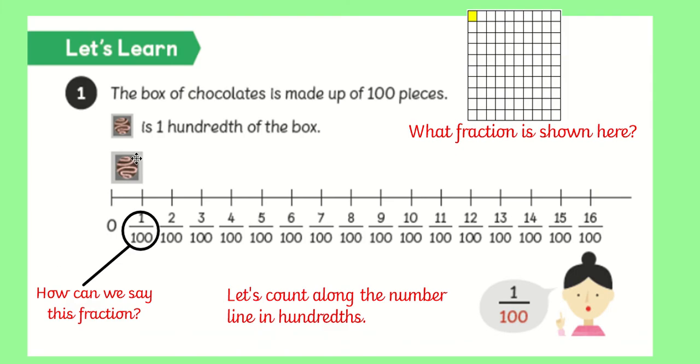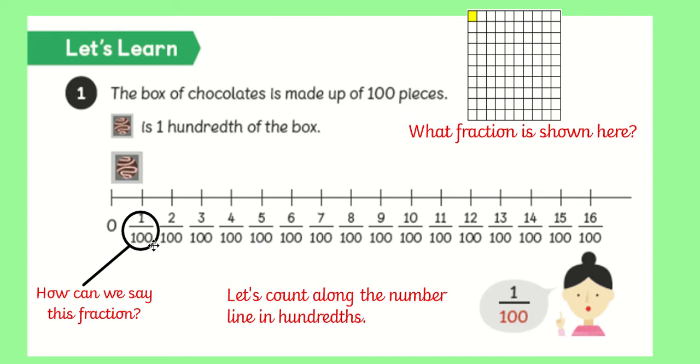Let's learn then. So the box of chocolates is made up of 100 pieces. We've got a helpful 100 square to help us here. So 1 little chocolate is 1/100th of the box. Okay, it says, how can we say this fraction? This is how it's written, 1/100th. 1 over 100. The 1 is the numerator, the 100 is the denominator.